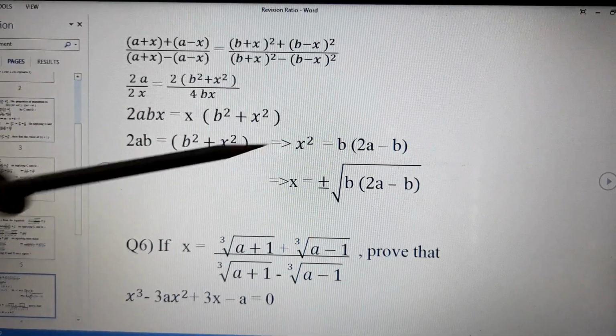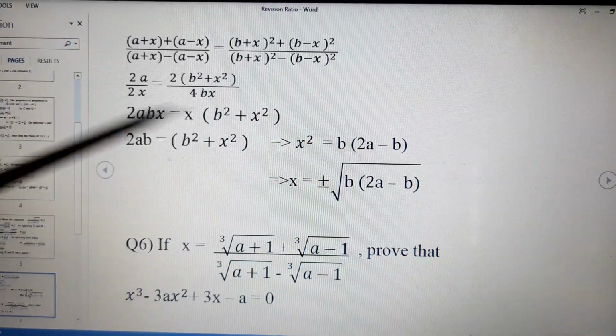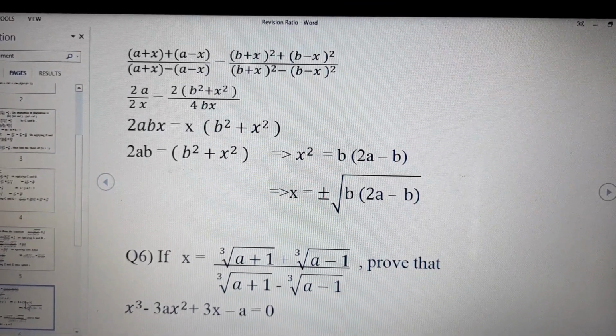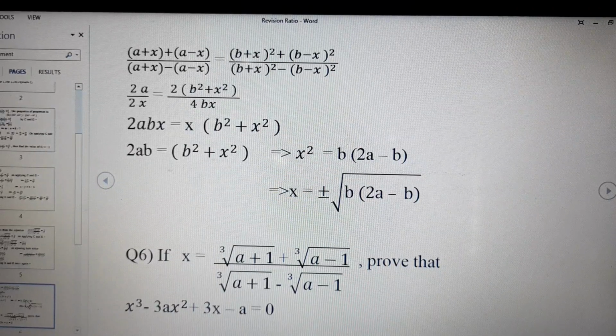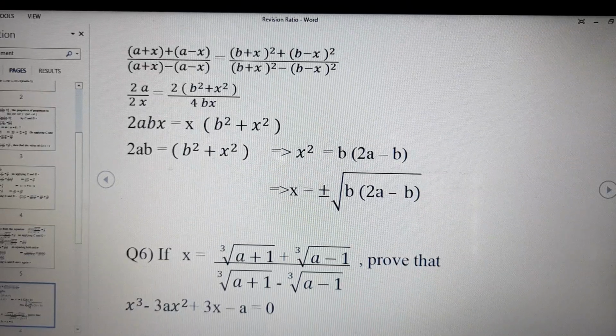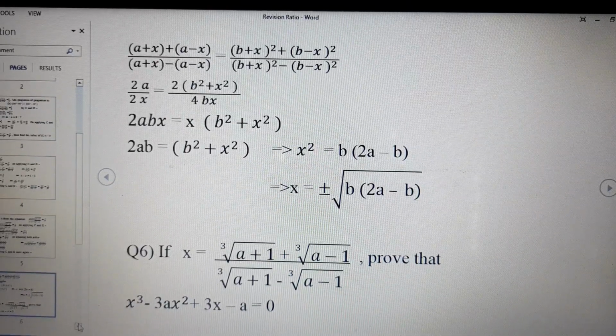And if we remove square from the side, then under root sign will appear on the other side. And the answer will be x is equal to plus minus under root b within bracket 2a minus b. Clear? Moving on to the next question.